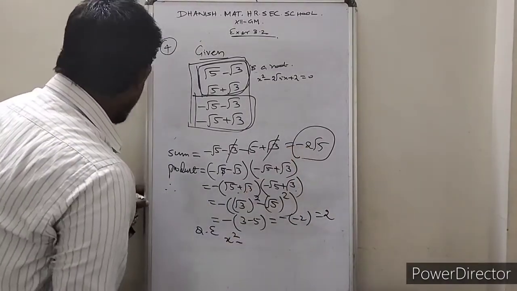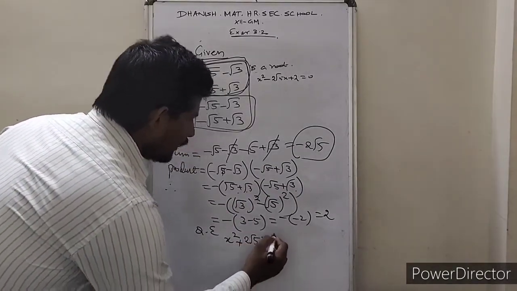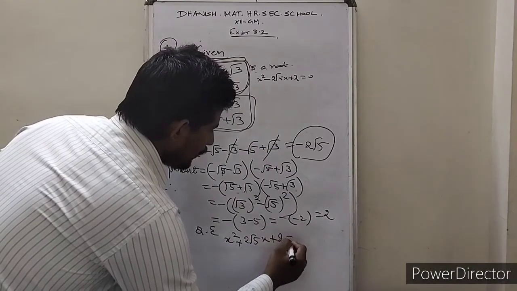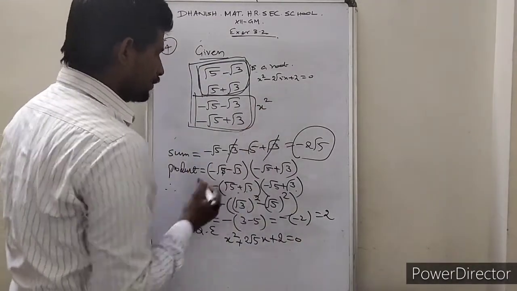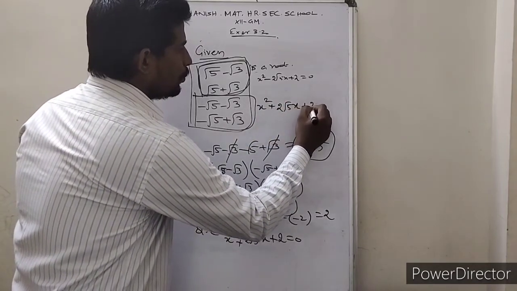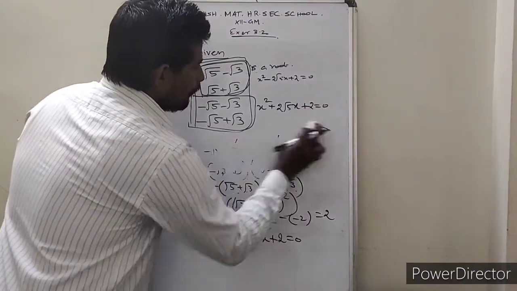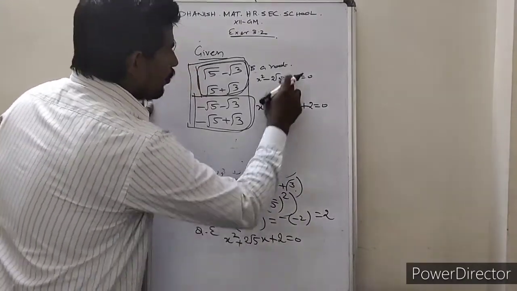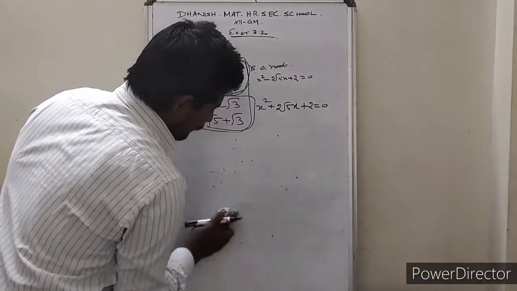So the quadratic equation is x square minus sum of the roots. Here we are having one minus, so it will become plus 2 root 5 into x. Here we are having plus 2 equal to 0. Here we got one more quadratic equation, x square plus 2 root 5x plus 2 equal to 0. Now, by multiplying these two quadratic equations, we will get the required equation.